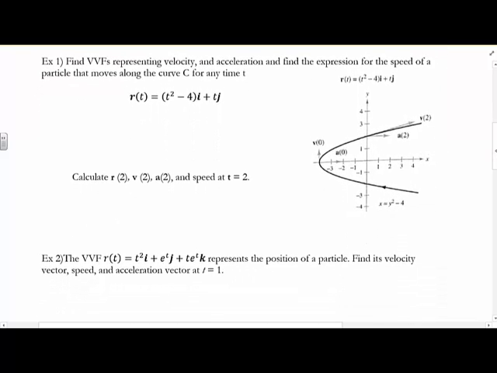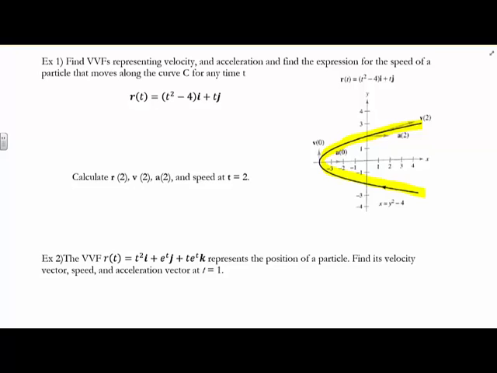So let's say I have a path down here, and it tells us to find vector-valued functions that represent velocity and acceleration, find the expression for the speed, and so on. So r of t is this, t squared minus 4 i plus t j, and it is drawn over here. What I first want to show you is pictorially, what do velocity and acceleration look like on the graph? If your vector-valued function for r is this, here's the path of whatever is moving.